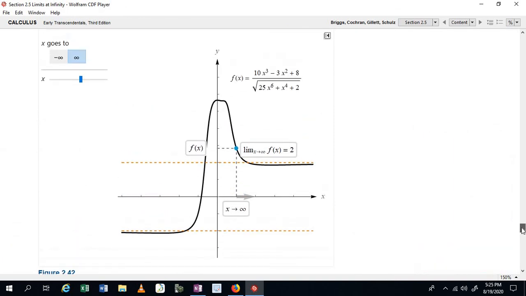This is actually the graph of that algebraic function. And so you can see as x goes to infinity, the y values begin to approach positive 2, and you have a horizontal asymptote at y equals 2. And then you can see also that as x approaches negative infinity, the y values begin to approach negative 2. This is y equals negative 2. And you also have a horizontal asymptote at y equals negative 2. Okay, so that's the end behavior of this function.